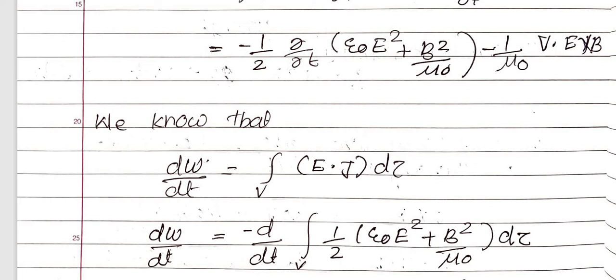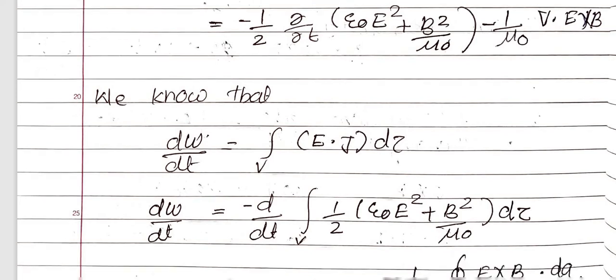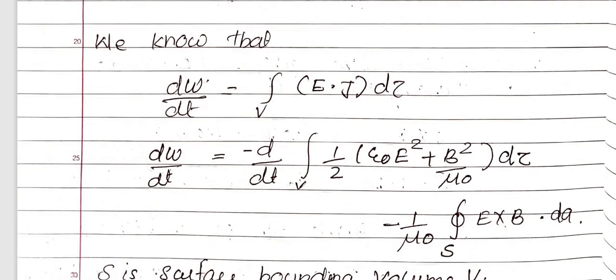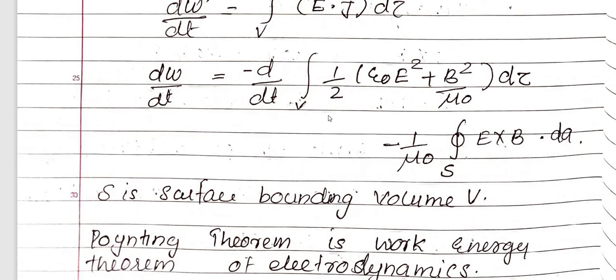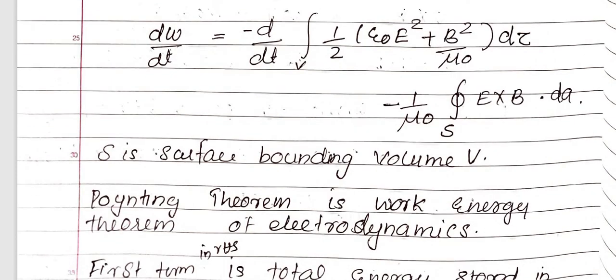Here we apply the divergence theorem. Then the volume integral will become the surface integral. S is the surface bounding the volume V. This is the volume term and this is the surface term. So this is known as the Poynting vector. Then we can write this equation as the Poynting theorem, which is the work energy theorem of electrodynamics.